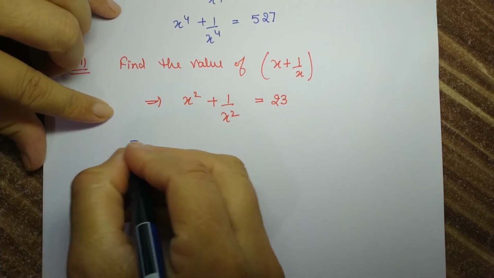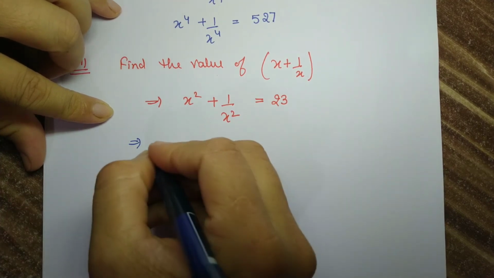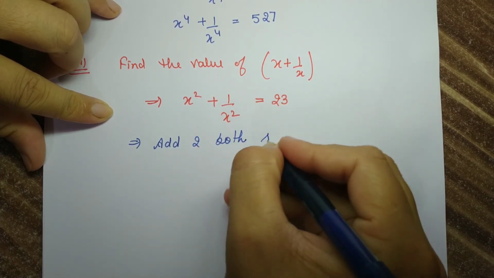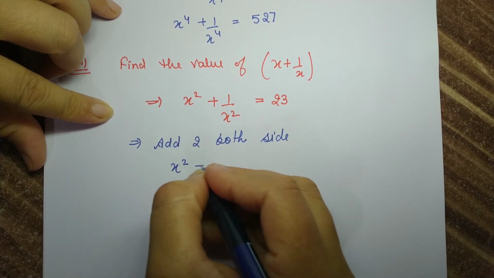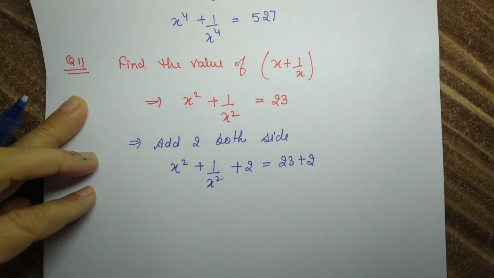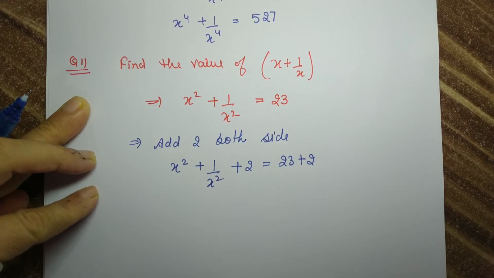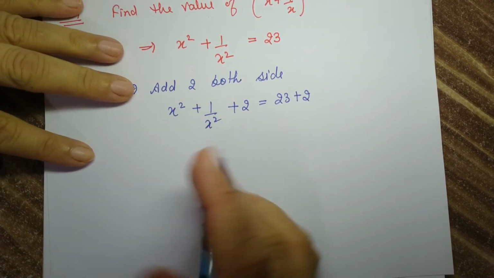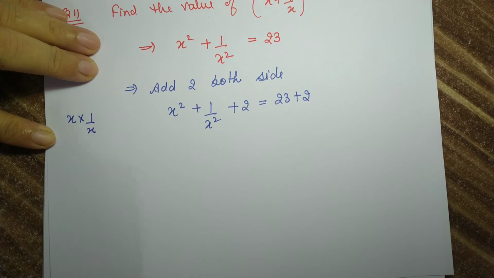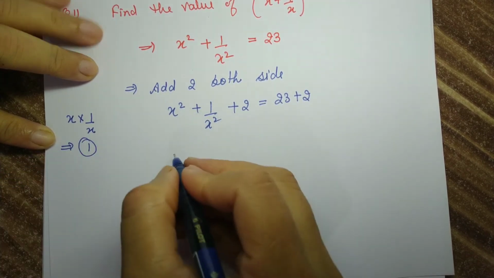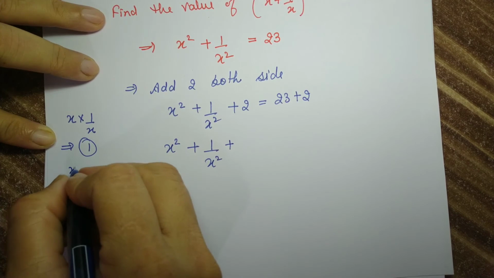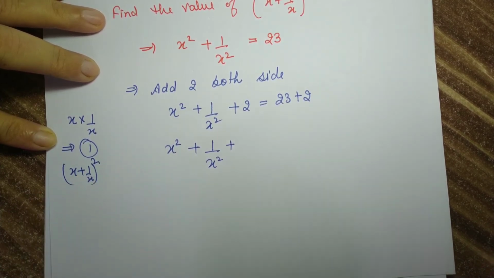Then in this question we will add 2 on both sides. Okay, when we add 2 on both sides we get 23 plus 2. Now then after, when we multiply x and 1 by x, what do we get from here? We get 1 only. So we can use this one only. Why are we doing this inverse? Because we want here (x plus 1 by x) whole square. For this we are doing this procedure.